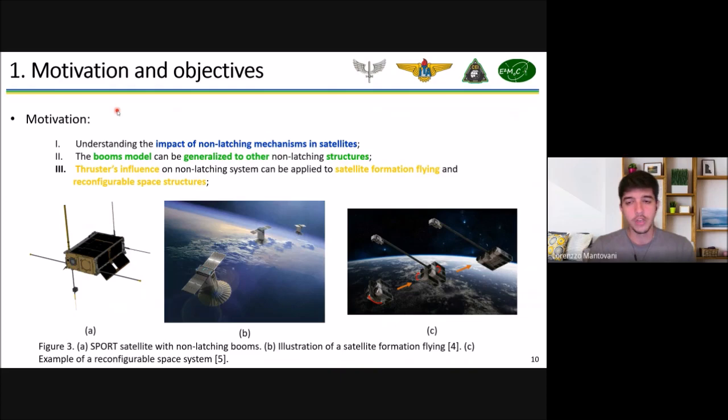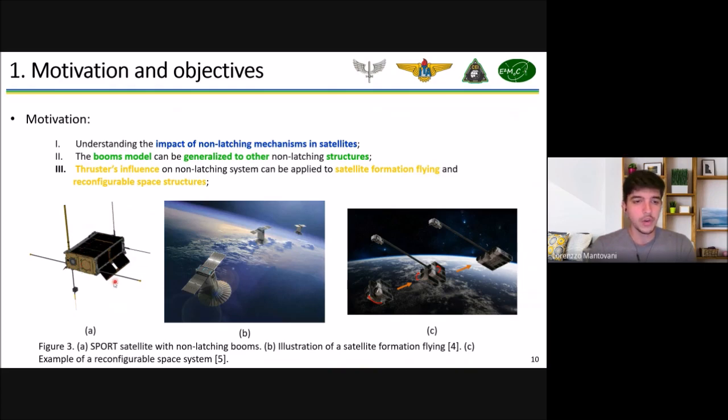Besides the SPORT motivation, we have some other motivations. The first is understanding the impact of non-latching mechanisms in satellites in general, not just the SPORT satellite. Also, the booms model we developed for the SPORT case can be applied to other non-latching structures, such as antennas and solar panels. The third motivation is that the thrusters' influence on non-latching systems can be applied to satellite formation flying and reconfigurable space structures. That's what I'm trying to illustrate in these images.